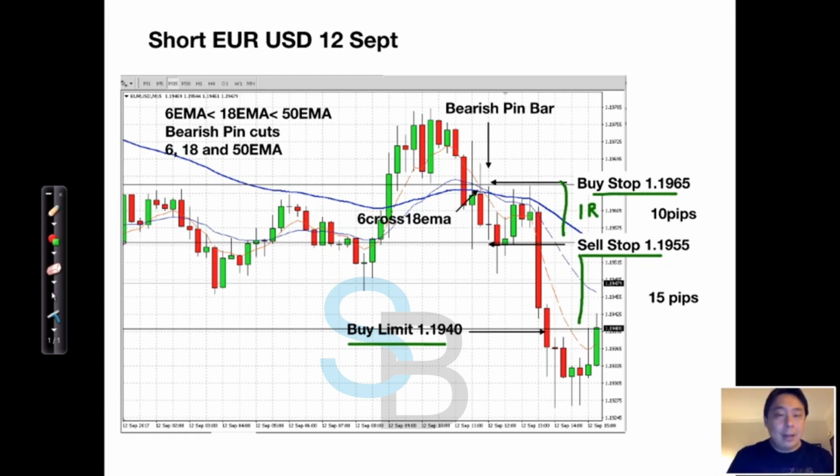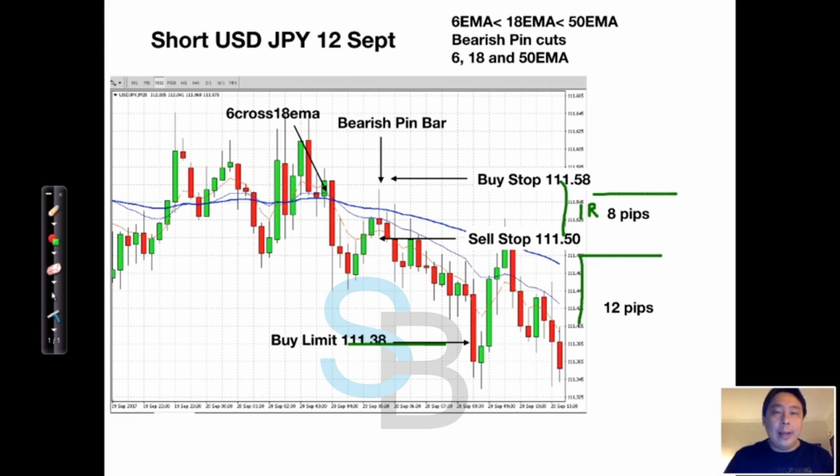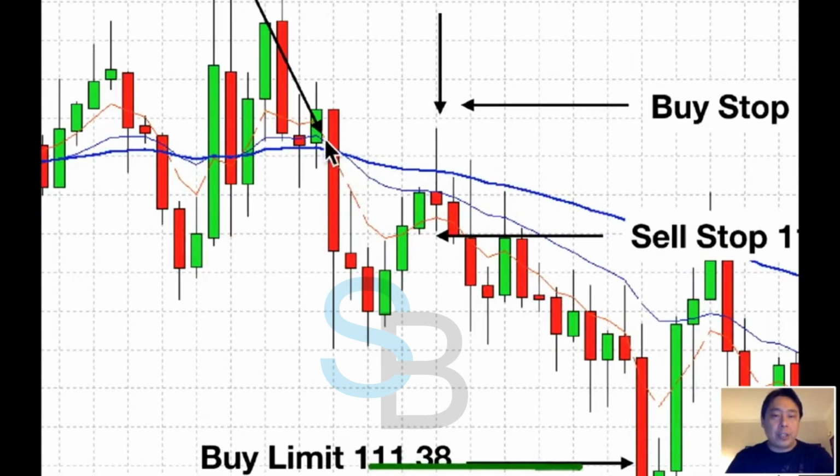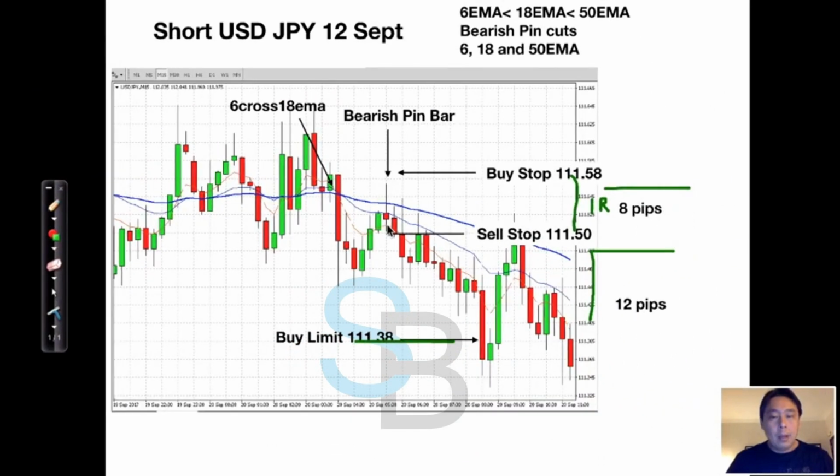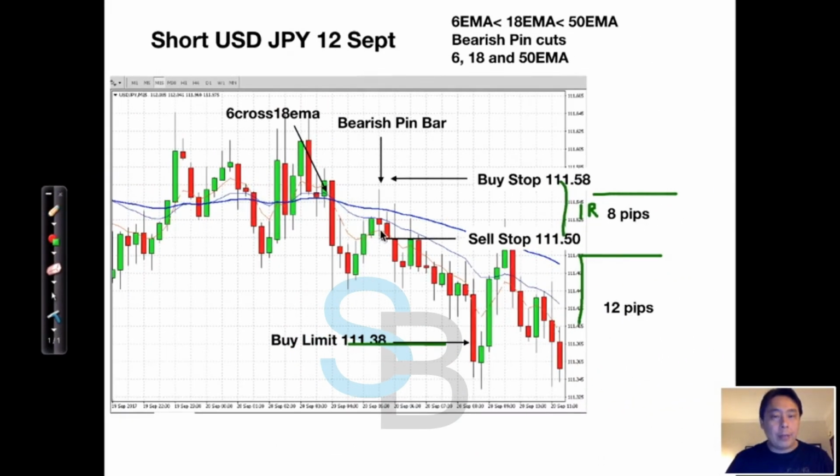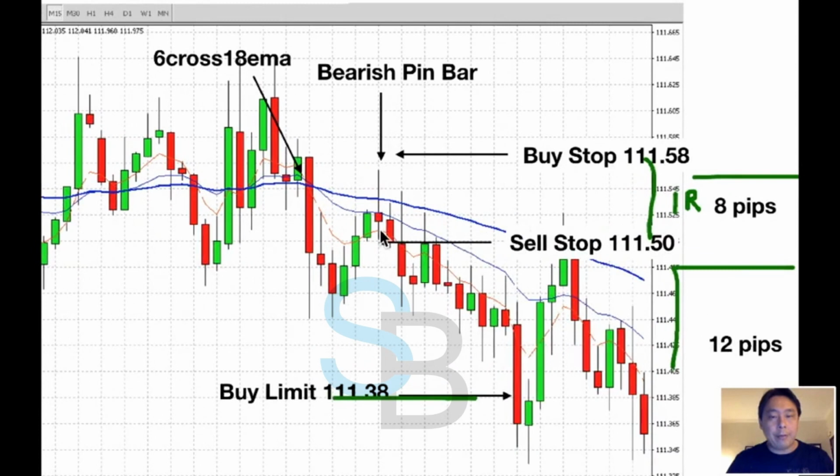Okay. Next, short dollar yen, 12 September. Where are we? There we go. 6 crossing below 18. Candle 1, 2, 3, 4, 5, 6. Candle 7, our bearish pin forms. Again, cuts 6, cuts 18, cuts 50. Very nice rejection. Clear downtrend. Again, you want to see a very clear downtrend, which we have. Sell order right below. Stop loss right above. Profit target over there. 8 to 12.